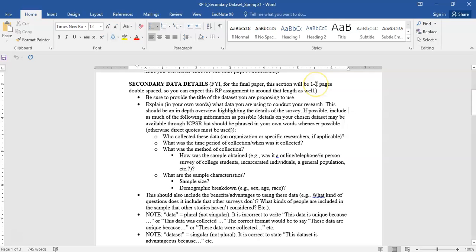So this is generally 1 to 2 pages double spaced. Student submissions in the past have ranged approximately that. So I expect this submission, and then for the final paper, it will be approximately that long.